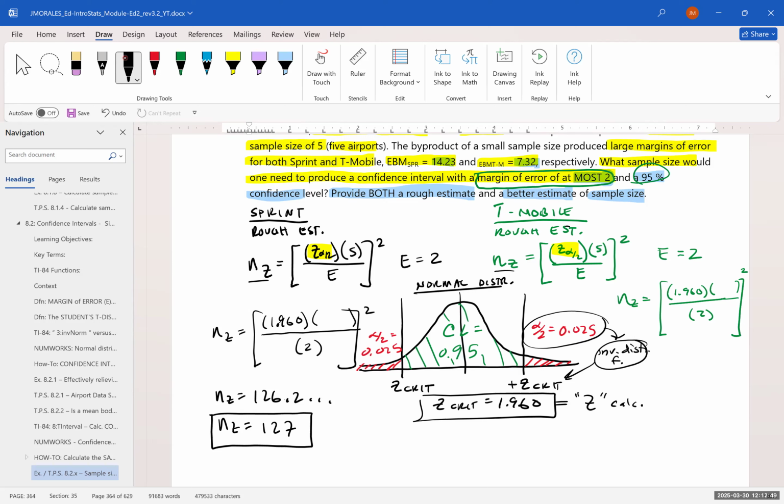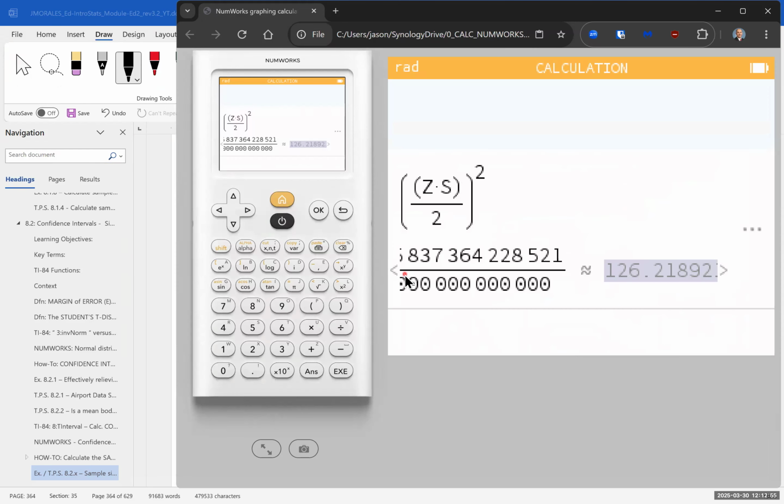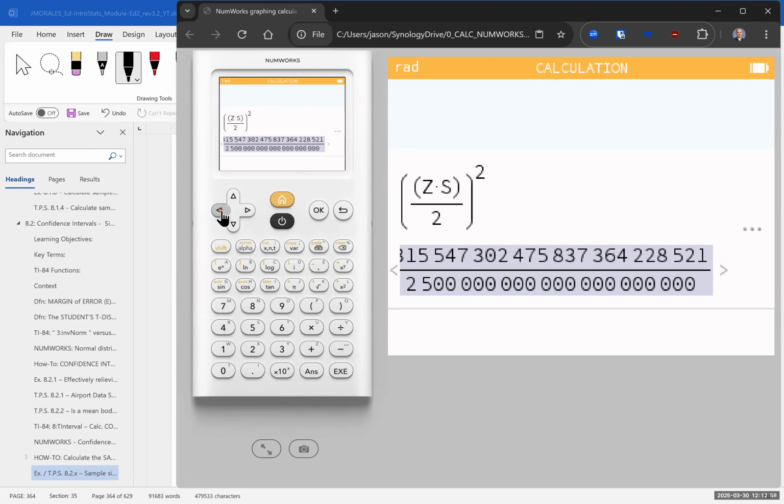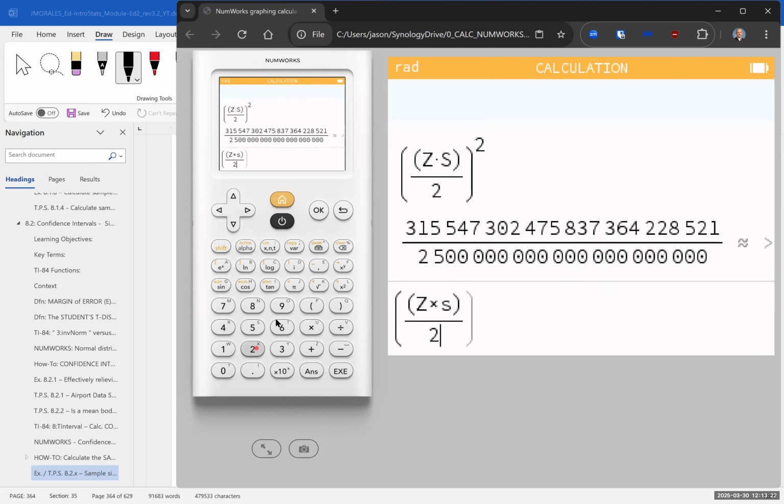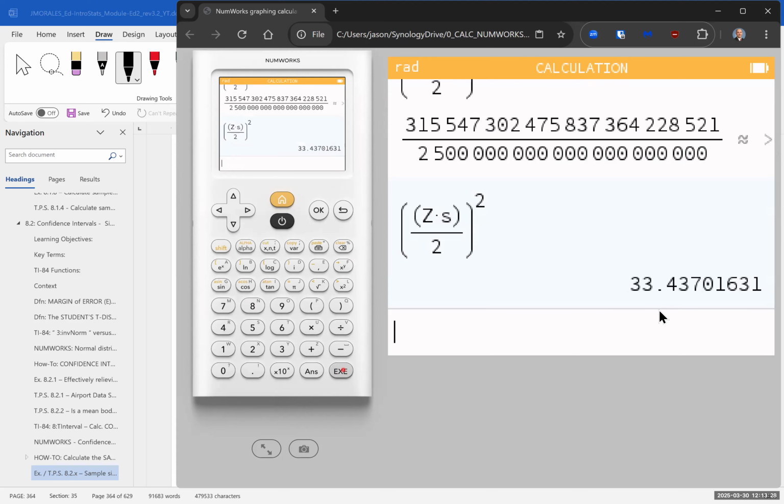All right, let's see what it's going to be on the T-Mobile side. So it's going to look the same, except here, I think on the NumWorks calculator, I stored this in lowercase s. So instead of hitting shift alpha, I'm just going to hit alpha like that. That's going to be divided by 2. And then I want to square it. All right, so I get 33.4.